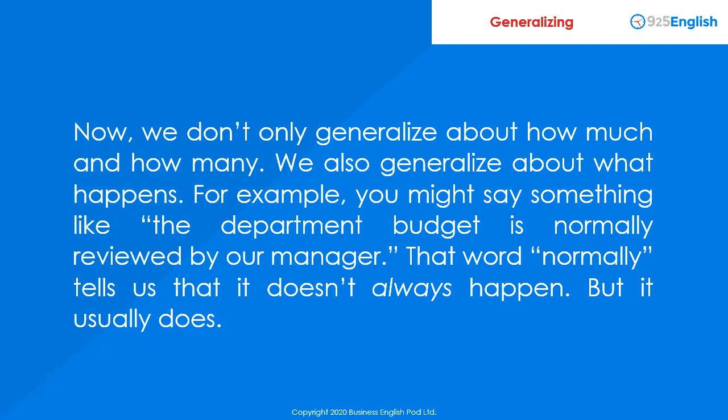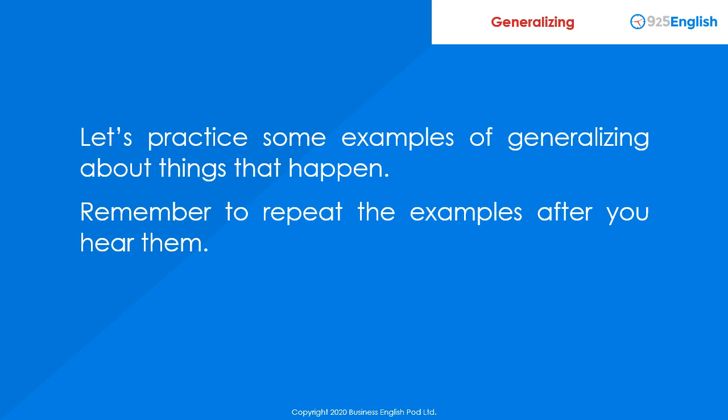Now, we don't only generalize about how much or how many. We also generalize about what happens. For example, you might say something like, the department budget is normally reviewed by our manager. That word normally tells us that it doesn't always happen, but it usually does. Let's practice some examples of generalizing about things that happen. Remember to repeat the examples after you hear them.